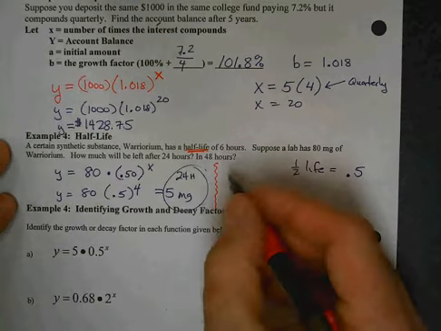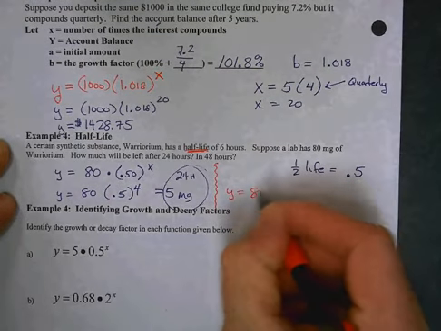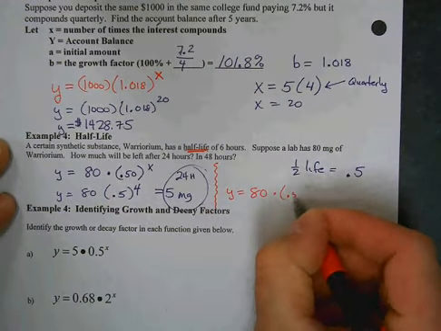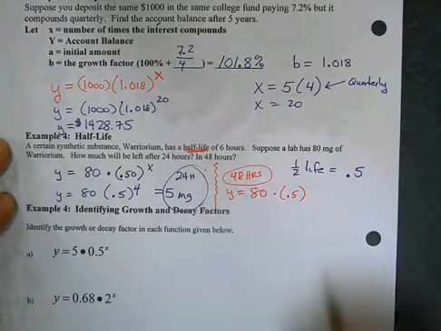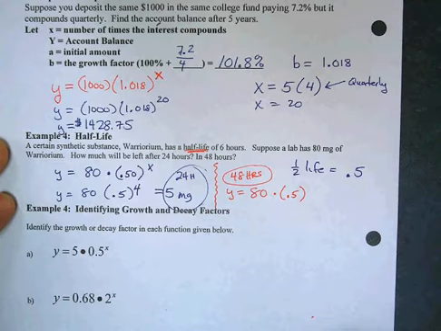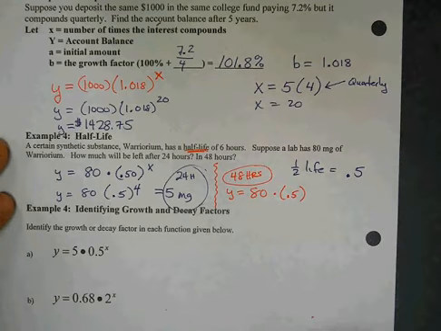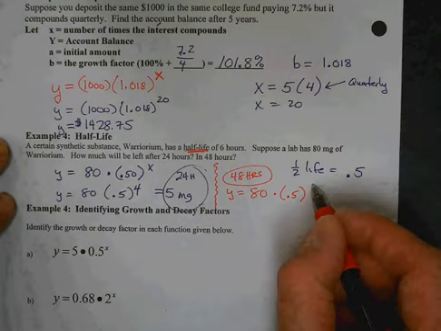All right, let's try our other one. 80 times 0.5, and this is my 48 hours one. So how many half-lives in 48 hours? 8. How'd you get 8, Jalan? Okay, 48 divided by 6 is 8.